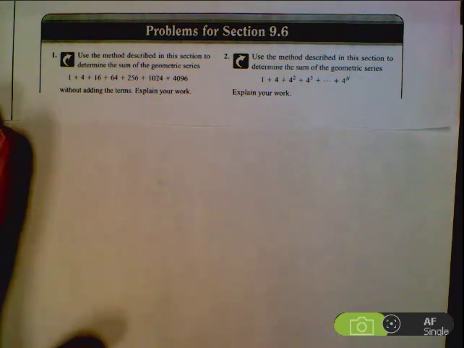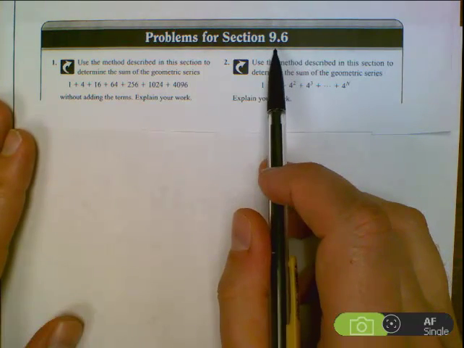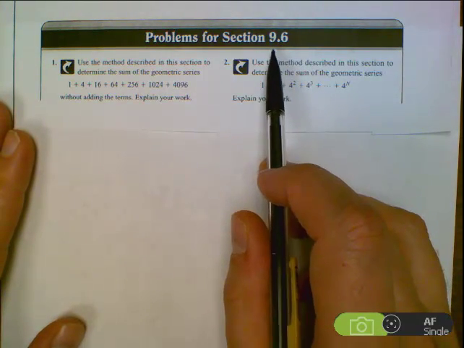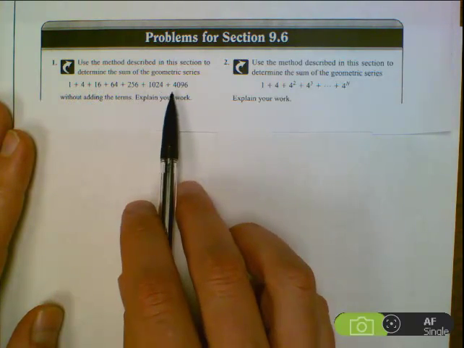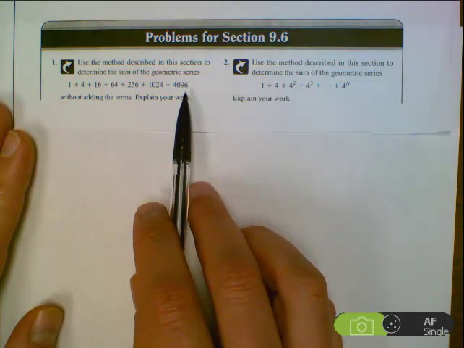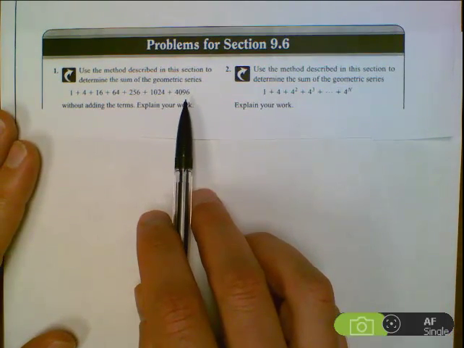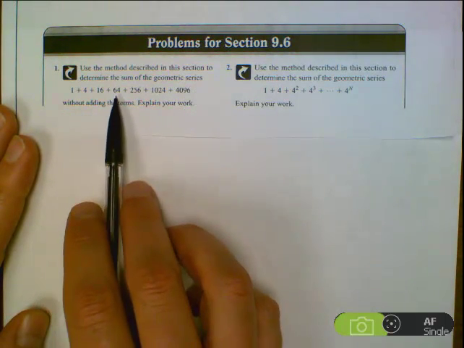Alright class, let's take a look at section 9.6. This is on series. A series is when you take a whole bunch of sums and add them together, and we try to figure out an easier way to determine what those are. This is actually number 1 out of the book. It's asking what's 1 plus 4 plus 16 plus 64 plus, and so on.